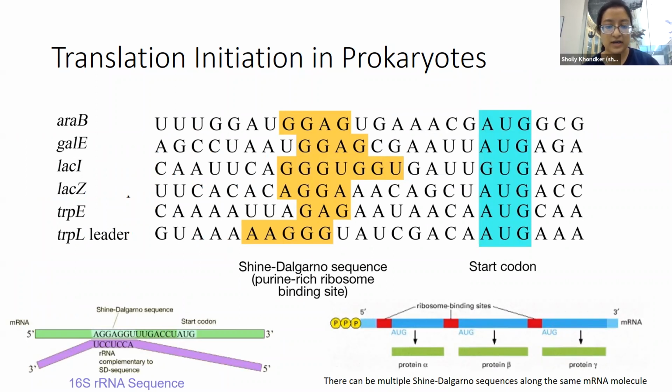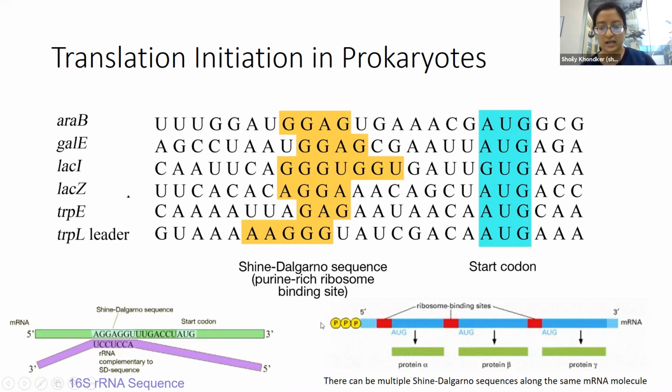Translation initiation in prokaryotes depends on the Shine-Dalgarno sequence, a purine-rich ribosome binding site. This is upstream of the start codon, and the start codon is the sequence AUG. The Shine-Dalgarno sequence is complementary to the rRNA that is part of the small ribosomal subunit, and this promotes binding of the mRNA to the ribosome.